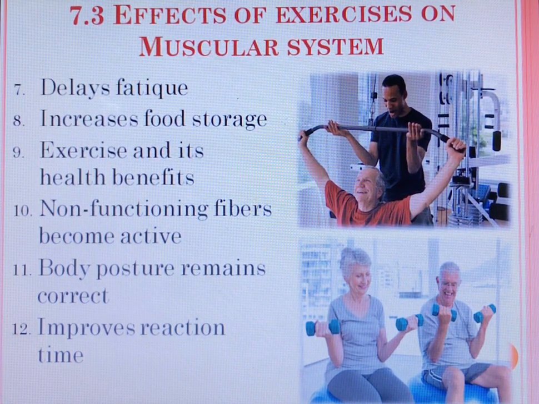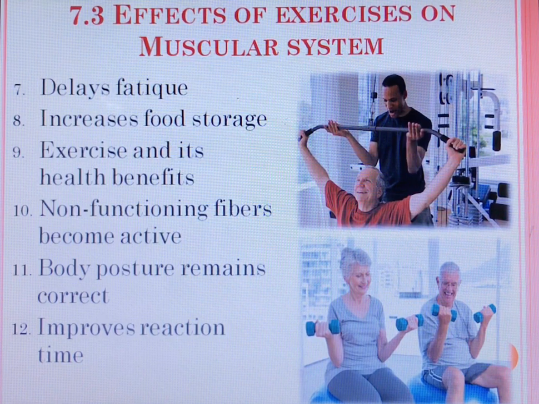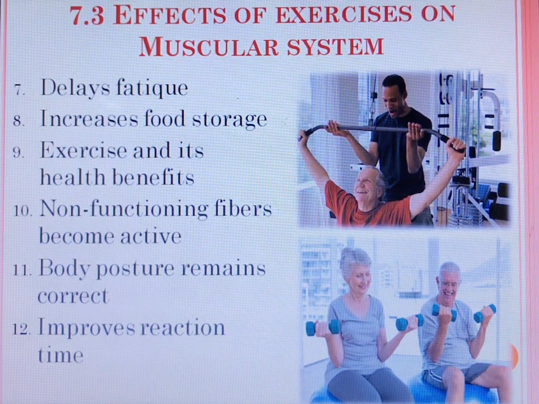And the 10th point is non-functioning fibers become active. So when we do not perform heavy workouts, the muscle fibers in our body will be in a rest condition. So when we start to do proper exercise, the non-functioning fibers also will start to become active, so that our body will get improved strength, and the contractile power of the muscle fibers can be increased. The 11th point is body posture remains correct.